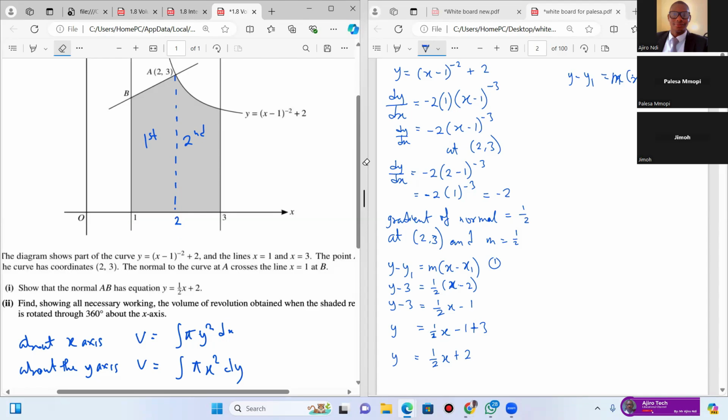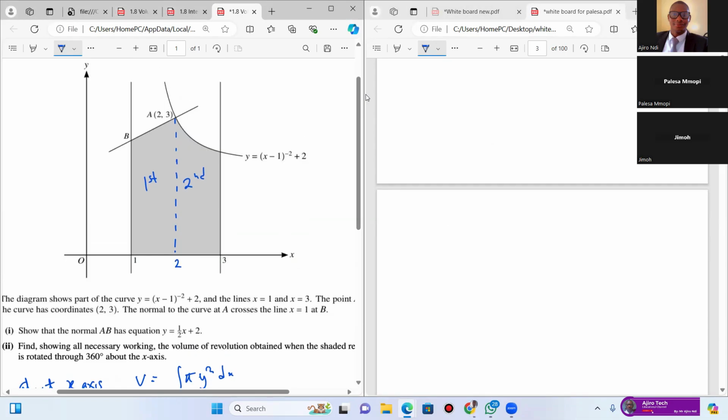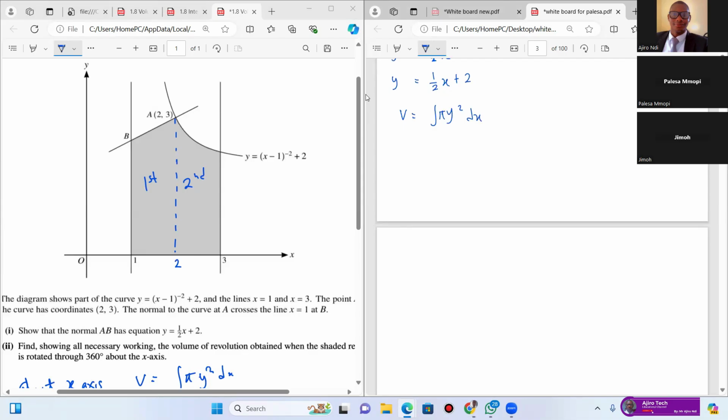Let's just integrate. Let me go down so that we can have a fresh page. The volume becomes the integral of pi y squared dx. But there are two of them, so I'll integrate this one from 1 to 2, plus the integral of pi y squared dx from 2 to 3.